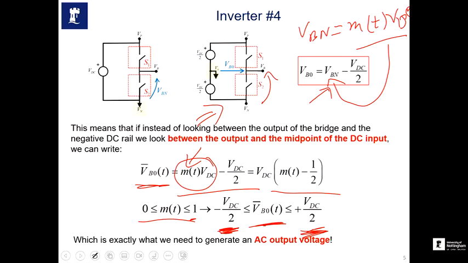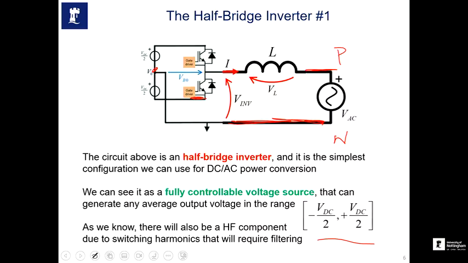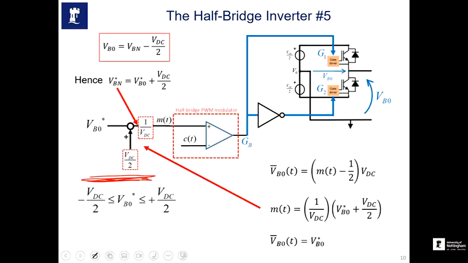If you look at the earlier block diagram, you remember whatever voltage VBN we want at the output of the half bridge, we put it as a reference in here, VBN star. Then we divide it by VDC, which gives us the MT. Because the circuit is still the same, we can do the same thing here. So here the voltage is VBN star, and if you divide the VBN star by VDC, that will give you the MT. Then you compare MT with CT to get the GB.